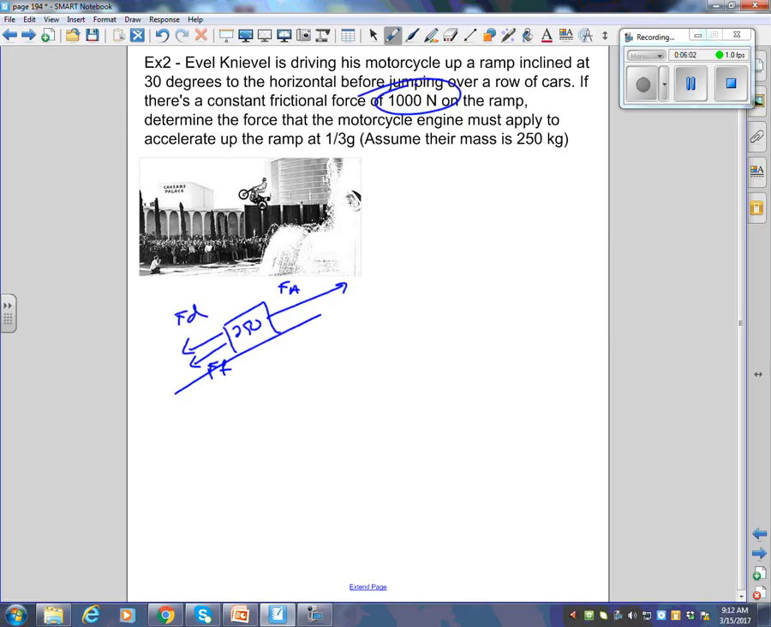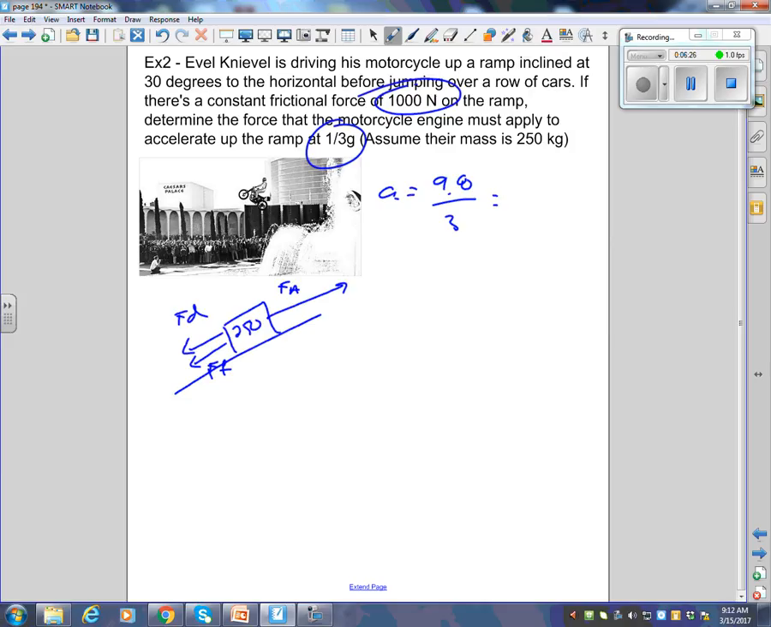1/3 g. Now that's something that you probably haven't seen yet. What does that mean, 1/3 g? Well, regular g is 9.8, so 1/3 g is simply 9.8 divided by 3. That's all it is. It seems way more complicated than it needs to be. If it was 9.9, it'd be 3.3, right? But it's not, so it's a little less than that.